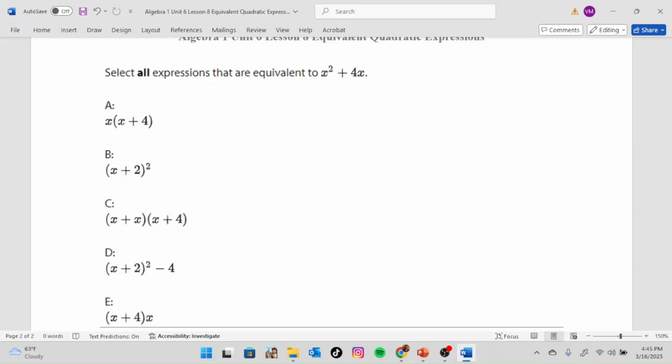So, on choice A, if we use the distributive property, we have x times x, which is x squared. Then we have x times 4, which is 4x. This does match what they gave us at the top, so A is a correct answer.